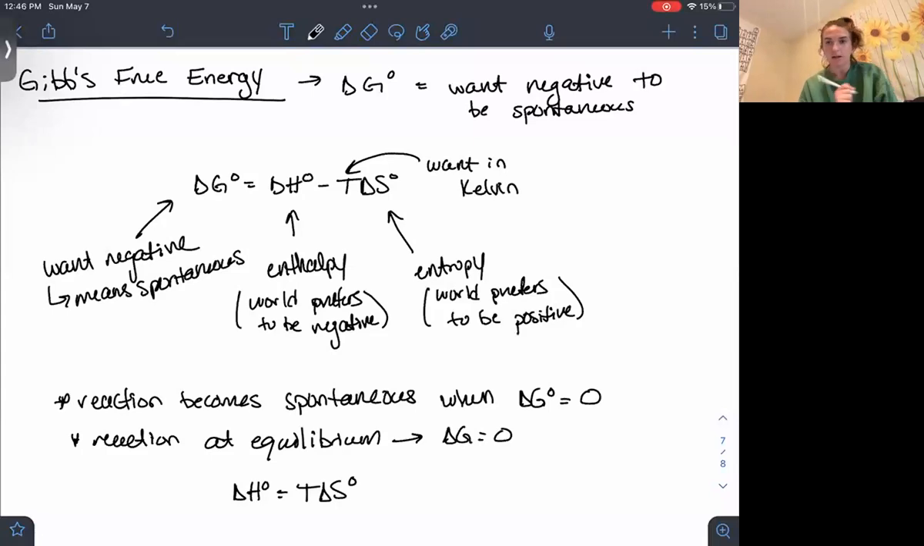You can solve for delta G the same way you solve for delta H or delta S, in terms of the sum of the products minus the sum of the reactants. And the most important thing to note is that you want it spontaneous when it's negative. Any other questions on Gibbs free energy? Okay.